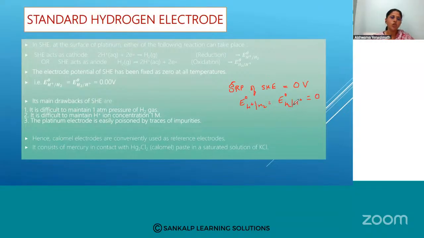Fine. Now what is its drawback? The drawbacks are, it is difficult to maintain 1 atmospheric pressure for hydrogen gas. Quite obvious. It's difficult to maintain H plus ion concentration at 1 molar. The platinum electrode is easily poisoned by traces of impurities. So these are the drawbacks. Usually this standard hydrogen electrode is taken as the primary reference, because we have two references, primary reference and secondary reference. Because of these drawbacks, the calomel electrode is used as a secondary reference electrode.